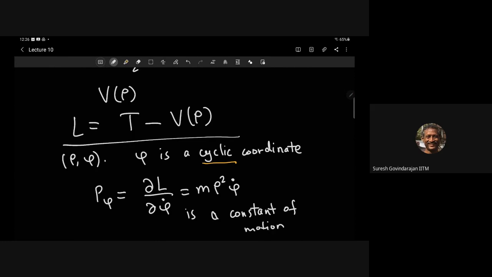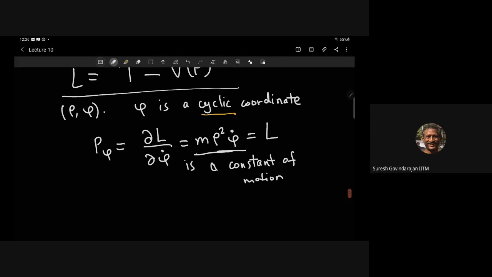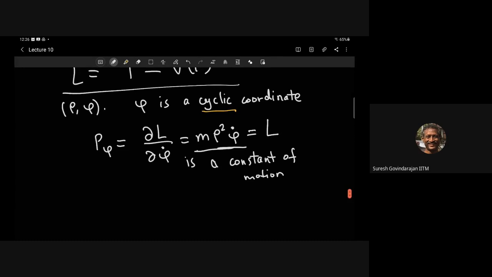Okay, now what is the symmetry? Phi lives on a circle, but you can shift it by any amount. So here is a case. So this is a constant of motion. And what is this object? Angular momentum. Yeah, okay, so in 2D there's only one component, the L_z component, I just call it L. So now you can see that the momentum canonically conjugate to phi, P phi, is not linear momentum, but angular momentum.